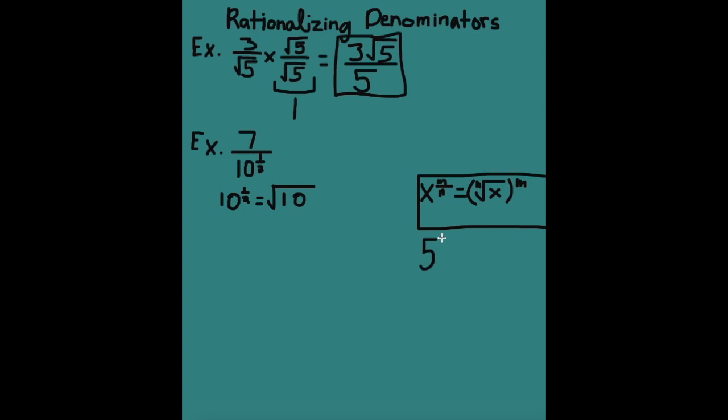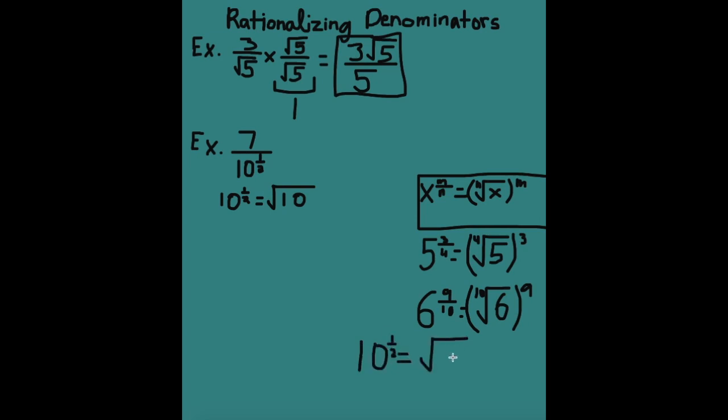For example, 5 to the 3/4 power is the same thing as 5 radical 4 and the whole thing to the 3rd power. 6 to the 9/10 power is the same thing as 6 radical 10, the whole thing to the 9th power. Same way, 10 to the 1/2 power equals 10 radical 2, the whole thing to the 1st power, which is 10 radical 2, which is just equal to the square root of 10.